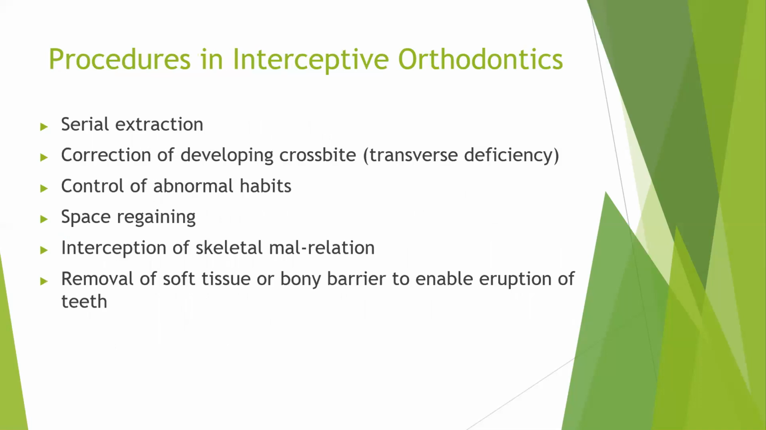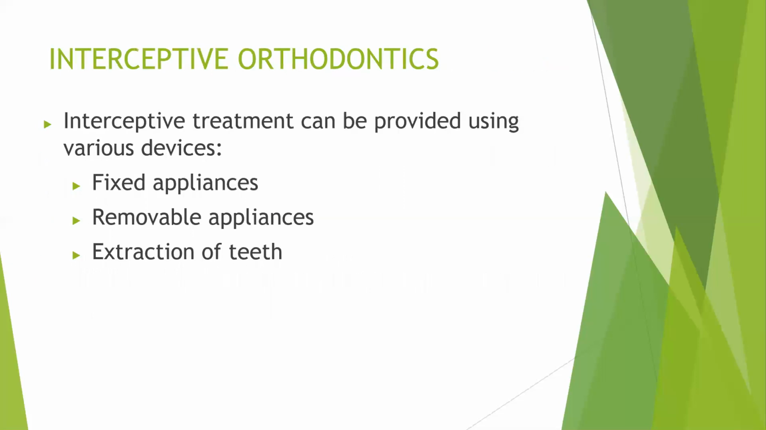Procedures that we use in interceptive orthodontics include serial extraction, correction of developing crossbites, control of abnormal oral habits, regaining space, interception of skeletal malrelationships, and removal of soft tissue or bony barriers to enable eruption of teeth, such as what we see for ectopic eruption purposes. Interceptive orthodontics can be provided using various appliances which are fixed, removable, and you can extract teeth for this purpose.